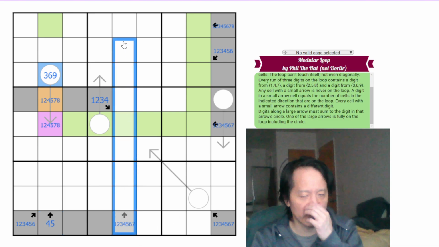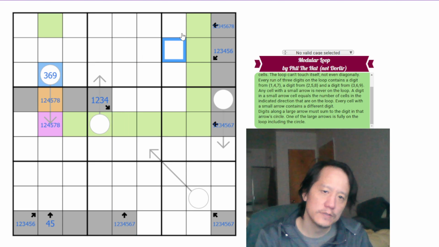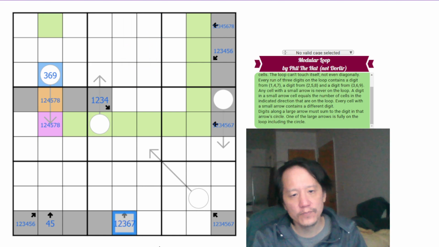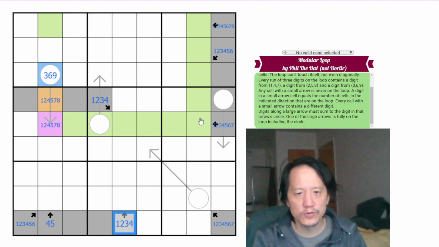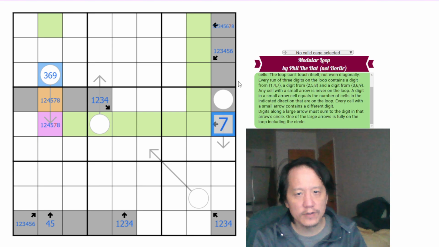This can't be 7. It's at most, I don't even know, 4? Yeah. This is at most 4. These 3 cannot be, so this is at most 4. This would be 7. This has to be the 8.